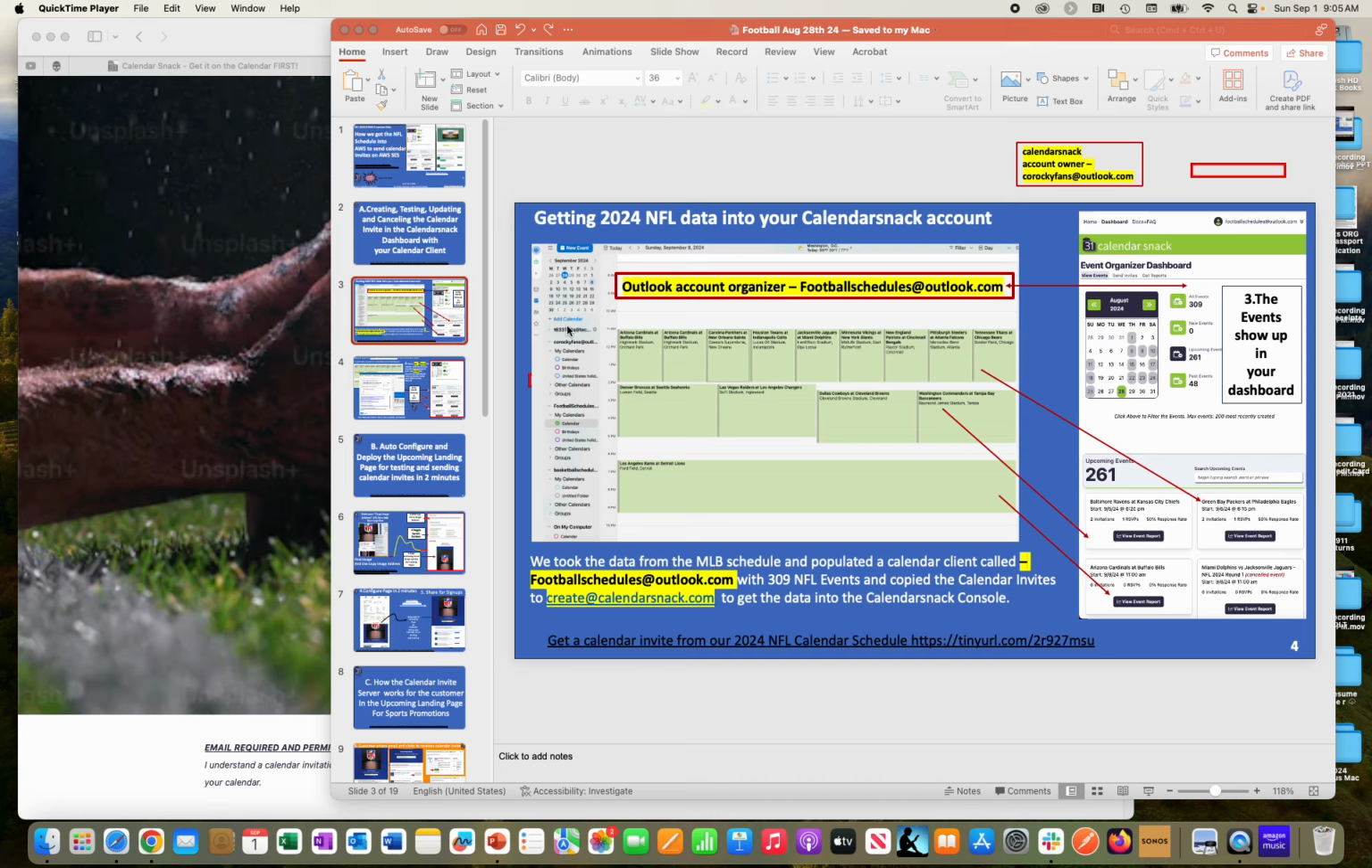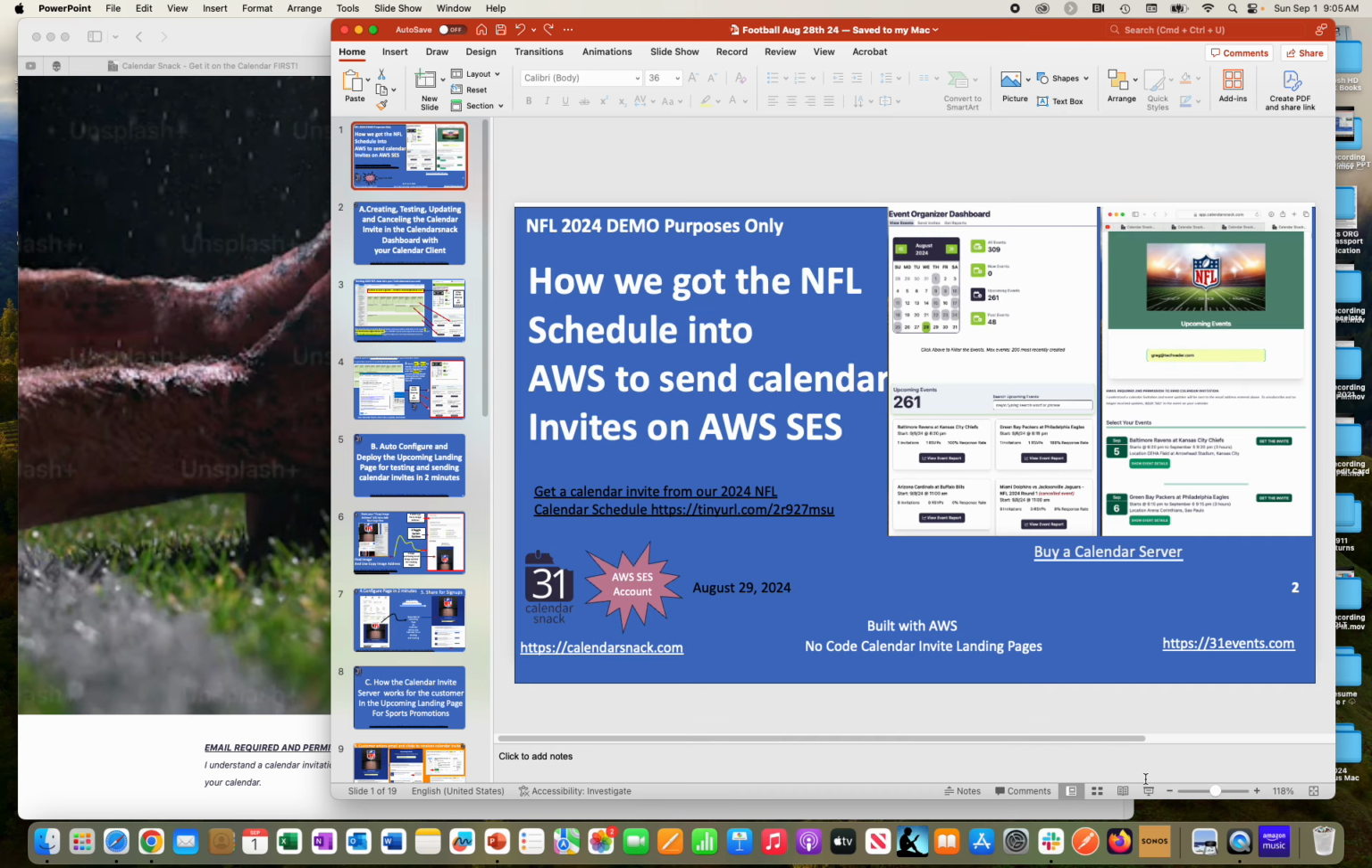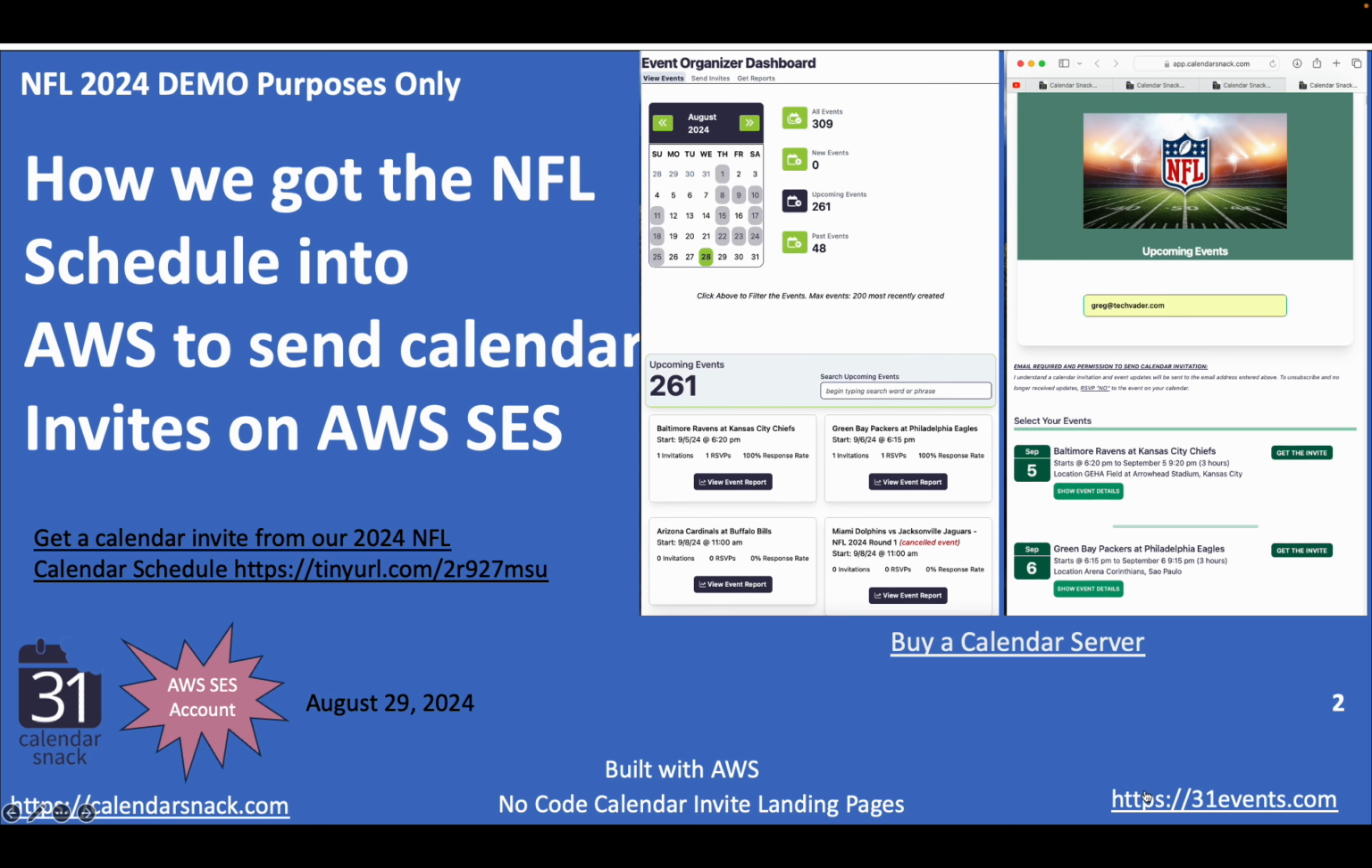This is Greg with 31 Events and the Calendar Snack Project. I'm going to run you in a slide-like mode first here. I'm going to go to slides and then show you a quick live demo. So this content here is how we got the NFL schedule for 24-25 into AWS to send calendar invites using your AWS Simple Email Service.